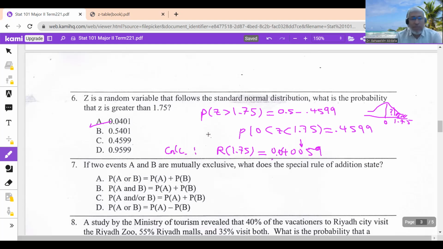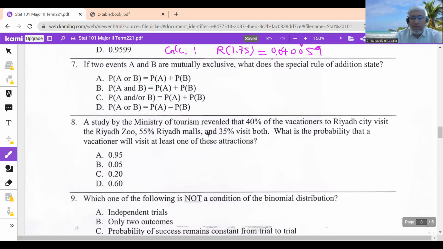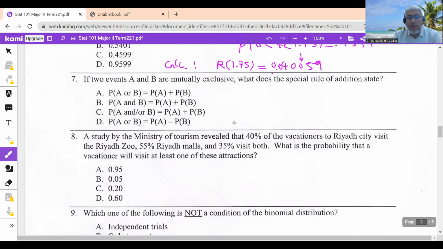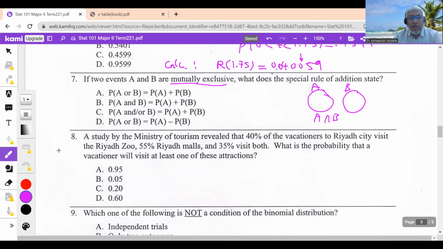If two events A and B are mutually exclusive, well, remember the definition of mutually exclusive. Mutually exclusive means events like this, they have nothing in common. Their intersection is phi, so the probability of their intersection is 0.